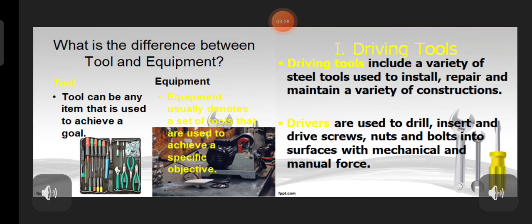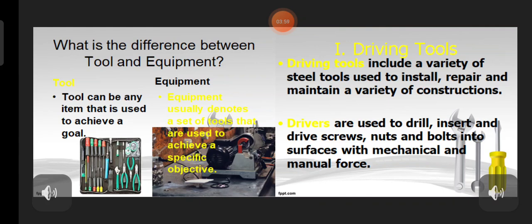Tools are typically handheld or manually operated devices that are used to perform specific tasks or make repairs. They are often small and portable and can be carried from one job site to another. The examples of tools include hammers, screwdrivers, wrenches, pliers, saws, and drills.